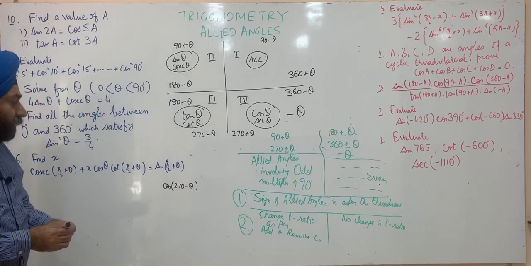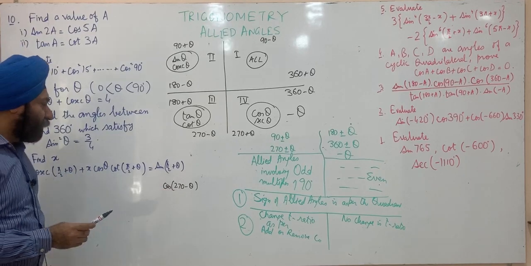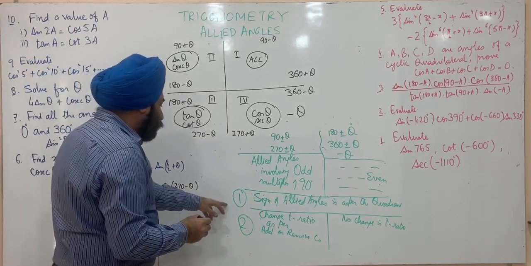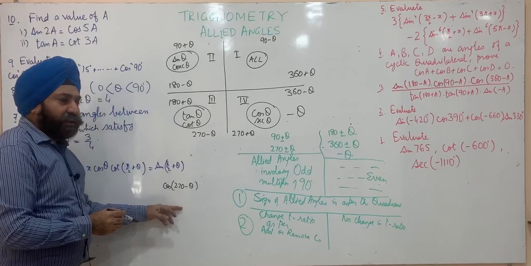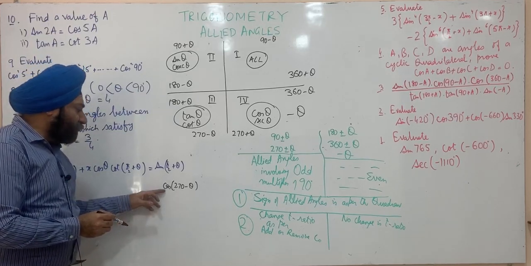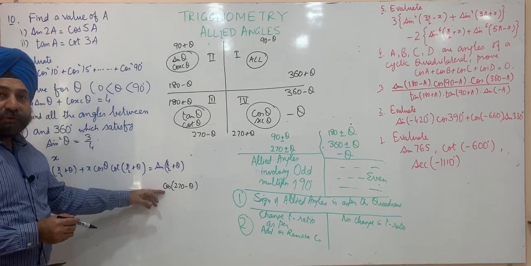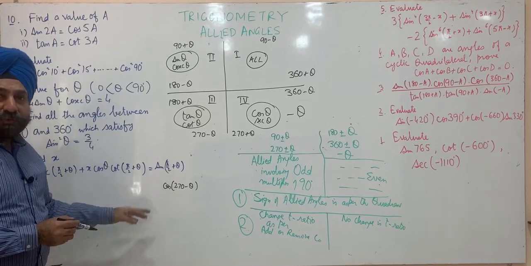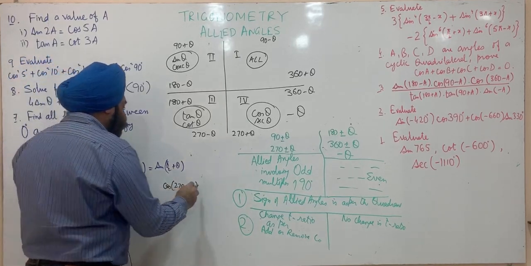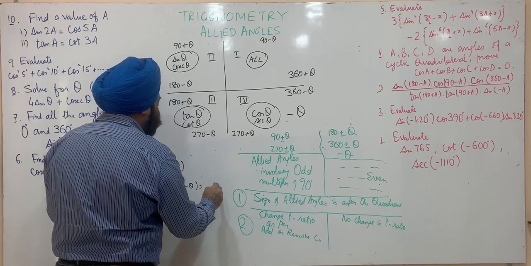270 is an odd multiple of 90 degrees, and the rule is that we add or remove co. If the trigonometric ratio starts with co, we remove co. So cosine, remove co, it will be sine of theta.